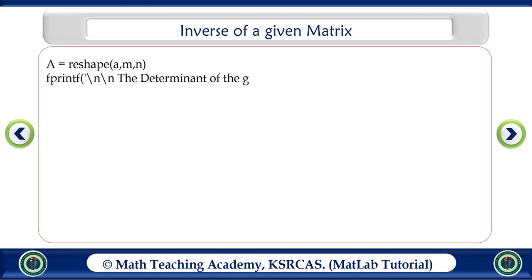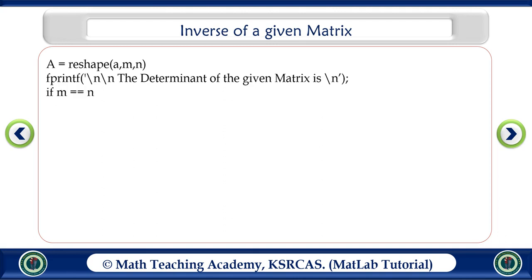And then fprintf '\n the determinant of the given matrix is \n'. What this command will do is first it will create two empty lines, and then the text 'the determinant of the given matrix is' is displayed, and then another empty line is created in the command window.